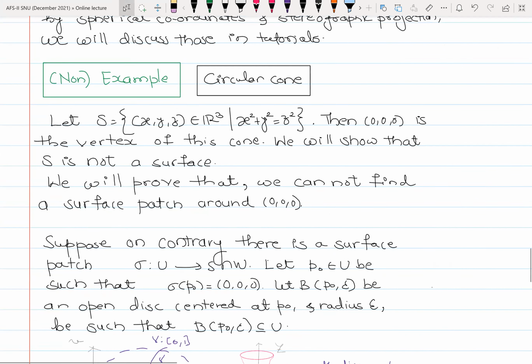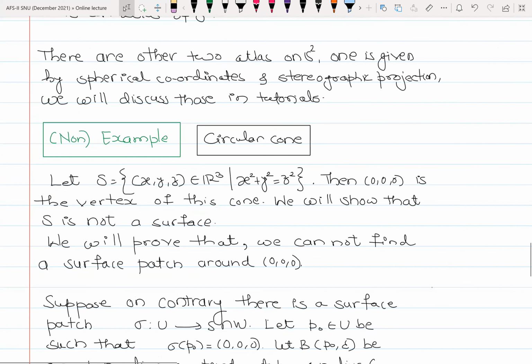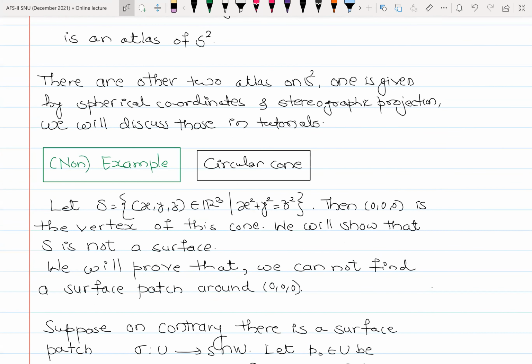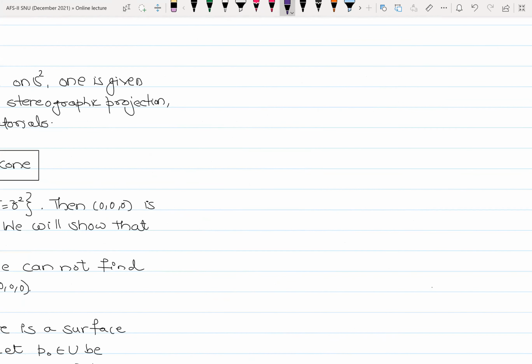So far I have given you three surfaces, but I should give you an example which is a non-surface also. For that, an example is the circular cone. I'll just explain it to you and I'll share my notes so that you can read the details. So what is the equation of this cone?